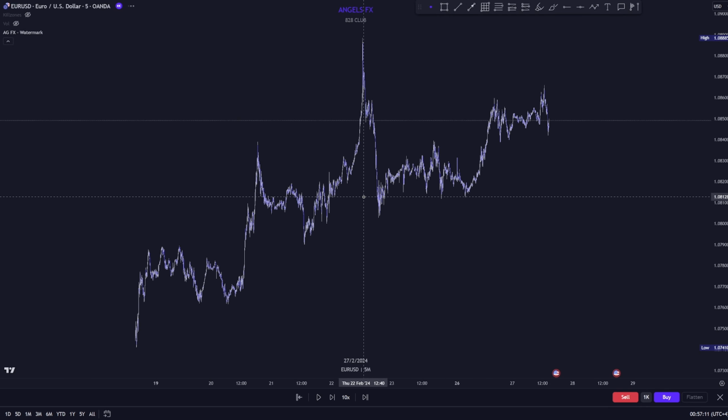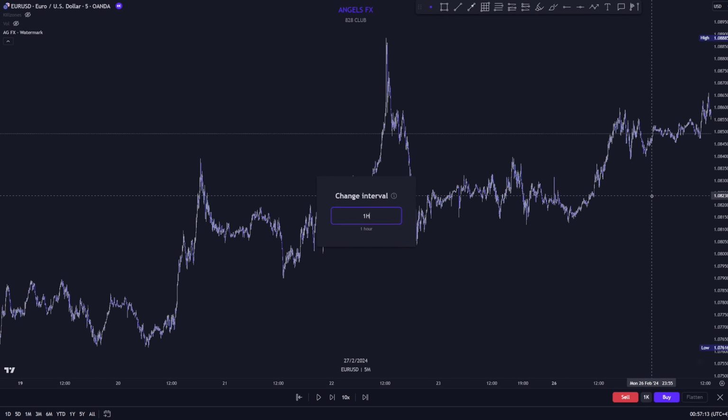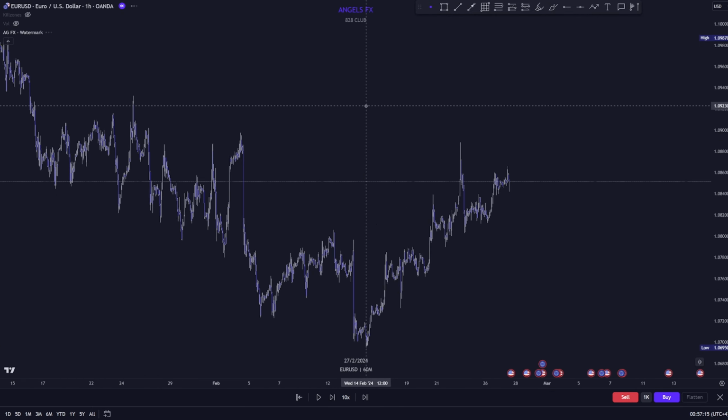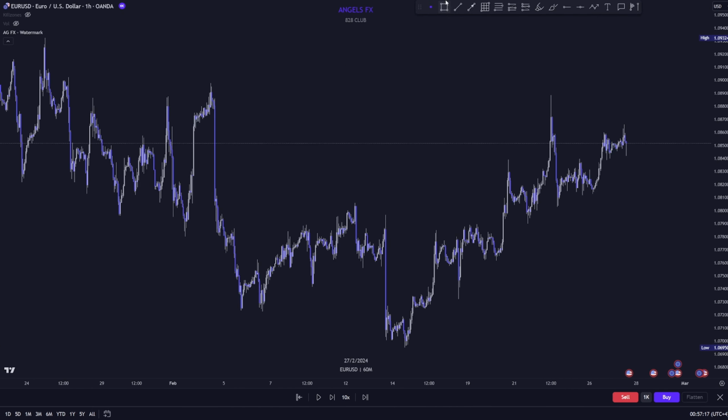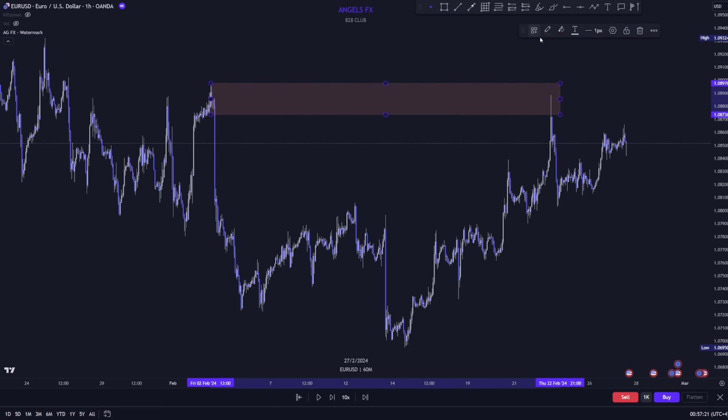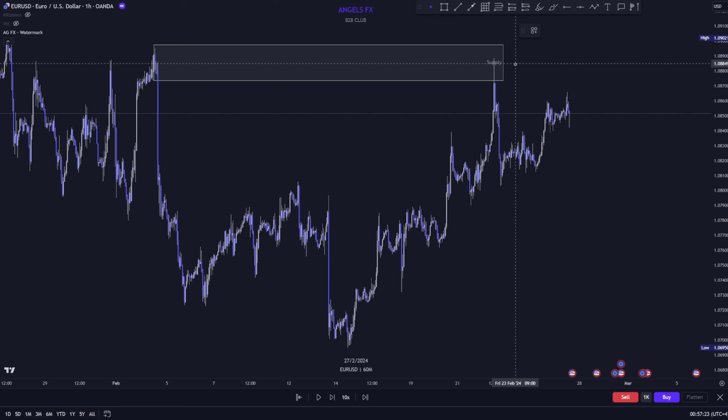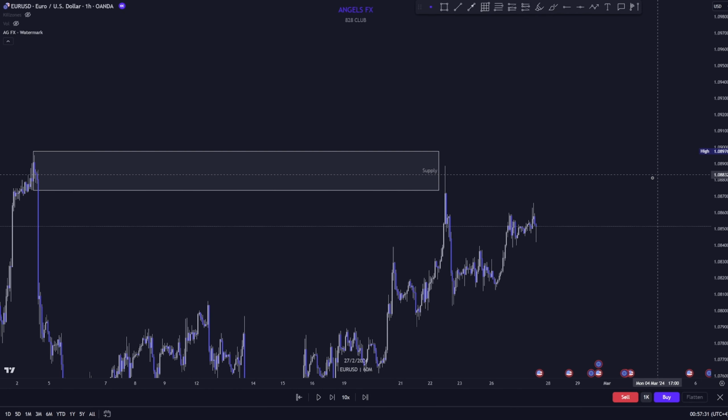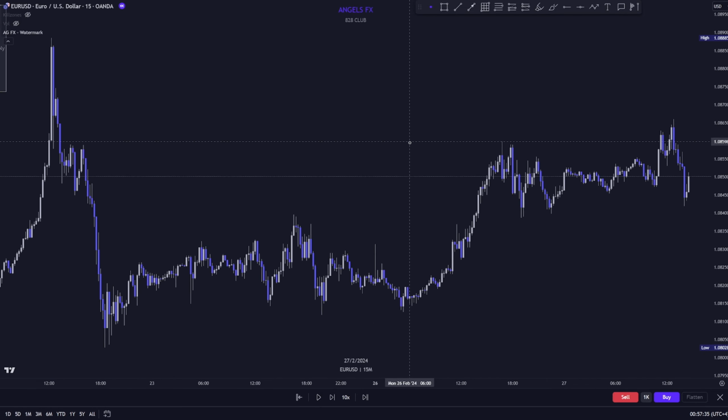It's on EUR/USD, as we can see. So let's start with the higher time frame narrative. We can see price swept liquidity here and gave us this beautiful supply zone. Once we mitigated this supply zone, price dropped. We can see price gave us rejection, and this is really nice because we are now confident enough that price is bearish.